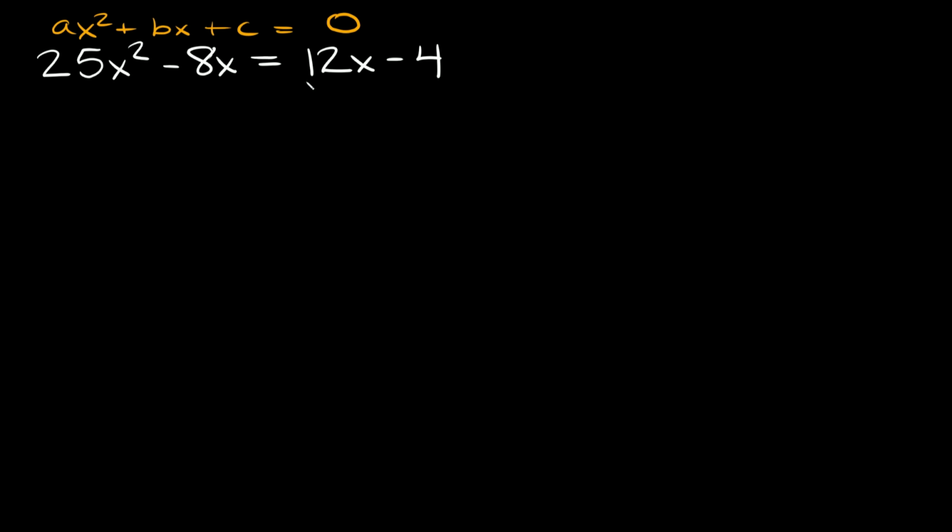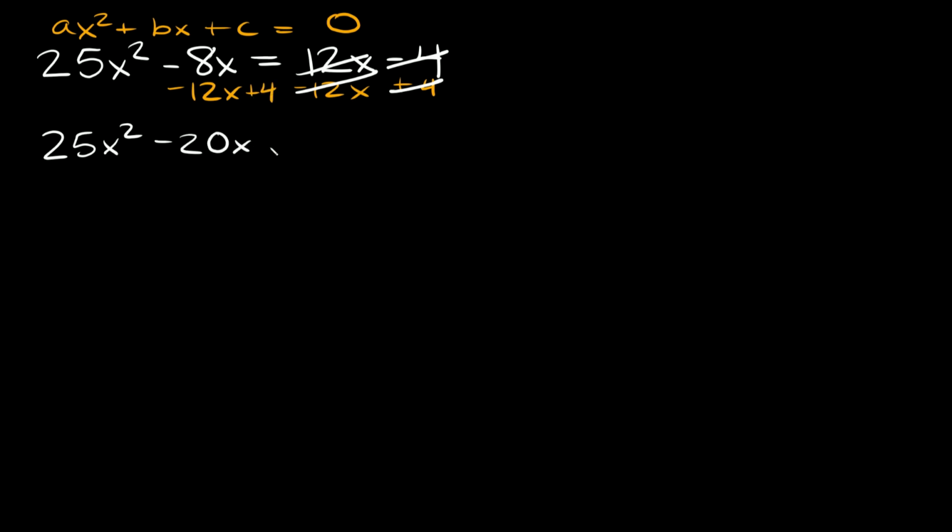So let's subtract this 12x from both sides. And this negative 4, let's add 4 to both sides. All right, so then on this side, those cancel out and those cancel out. So then on this side, we're just going to be left with a big fat 0, right? And then what are we left with on this side? So we have 25x squared, negative 8x minus 12x is negative 20x, and plus 4, right? And that's, again, equal to a big fat 0.